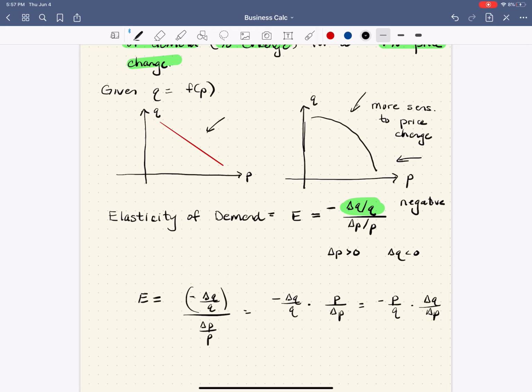Now, that's what would happen if we actually increased P by a set amount and then the quantity would decrease by some set amount. But if we're talking about instantaneous, those deltas become derivatives, and what we have is negative P over Q times dQ/dP, which is the derivative of the demand with respect to the price. Okay, so that's our formula that we're going to use for elasticity. But we're not quite done there yet.